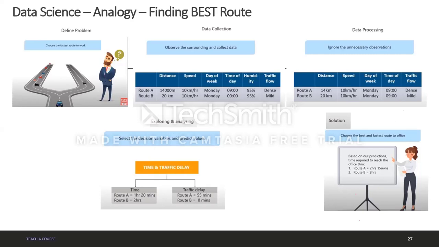But our data architect and the data engineers combined give a data sheet. Your data engineers give the data in a specific format. Sometimes there might be some flaws, and we can remove all that information. But for this analogy, we are taking it forward and doing the analysis. When I'm doing this, humidity is not required, so I'm removing it and ignoring unnecessary things. I'm taking distance, speed, day of the week, time of the day, and traffic flow. Then after data processing, I come to data exploration and analysis.